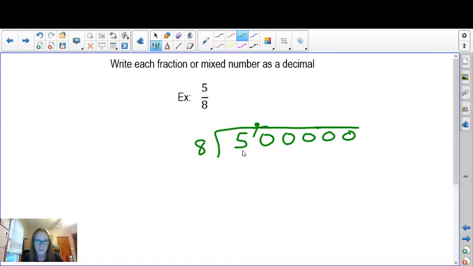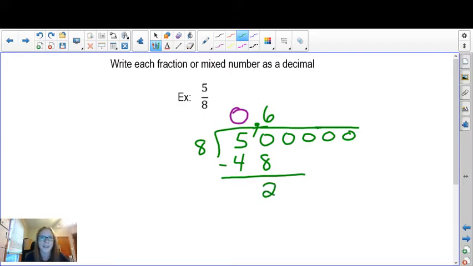So since 8 can't go into 5, we already discussed that it cannot. How many times can 8 go into 50? Let's see. Isn't 8 times 6, 48? So I'm going to write my 48 there. Going to subtract like we do. 50 minus 48 is 2. We know 8 can't go into 2, so we bring down that first 0 and we write 20.